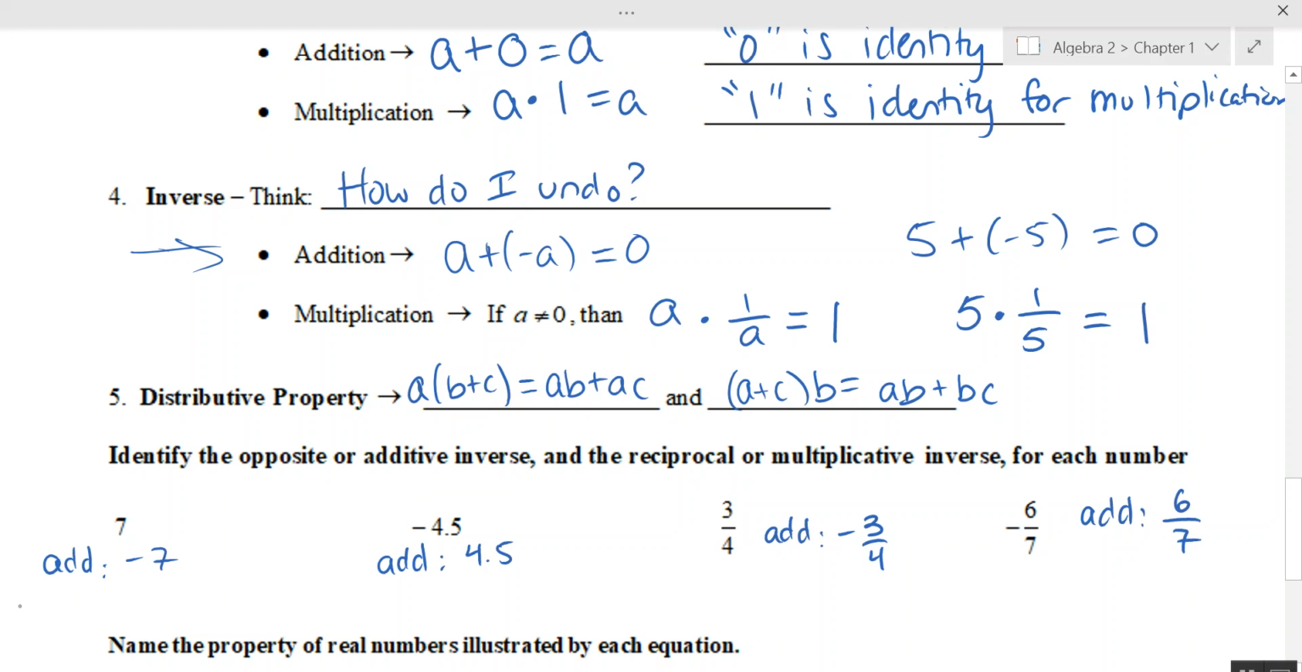The second part of this is the multiplicative inverse. And again, this is just multiplying by the reciprocal. So the reciprocal of 7 would be 1/7. I'm going to skip the second one for a second. The third one, reciprocal of that would be 4/3. And the reciprocal of negative 6/7 would be negative 7/6.